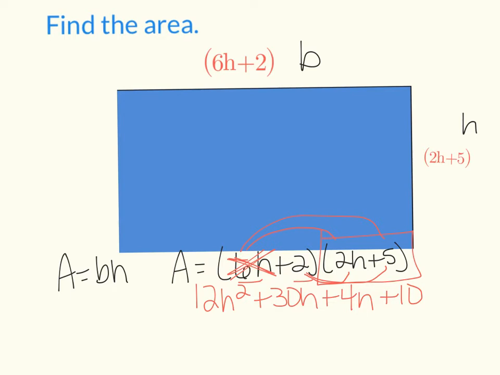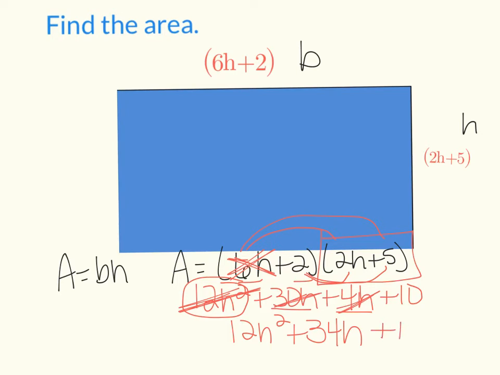Now we have to make sure there are no like terms. So we have 12h squared. There's nothing like it, so I'm going to bring it down. Now I have 30h and 4h. Those are like terms, so I need to combine them and get 34h. And then the 10 doesn't combine with anything. Now, a couple things you need to remember: these two in the middle will almost always combine when we're doing problems like this. I'd say 99% of the time, the two in the middle are going to combine. The two on the outside won't combine with anything.